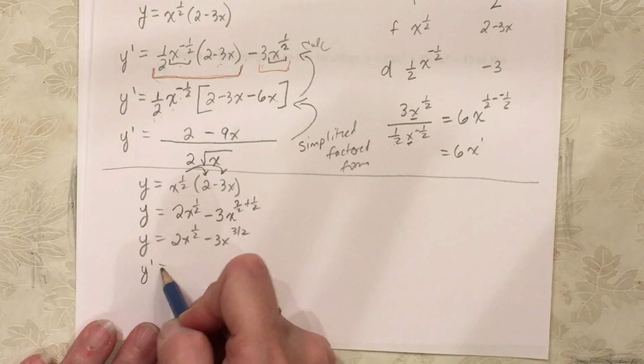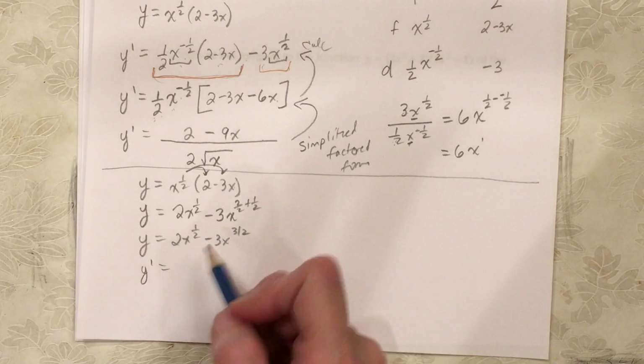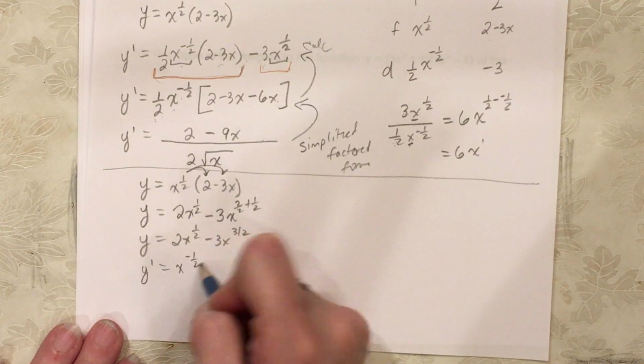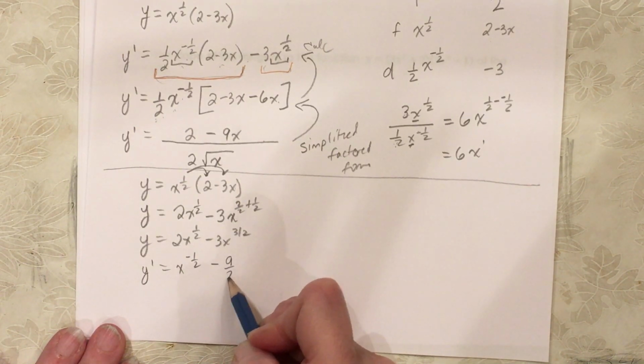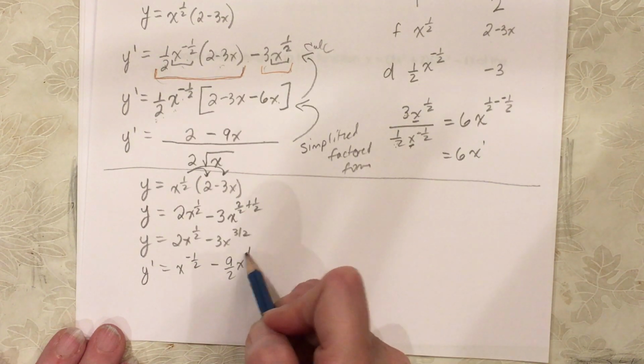Now I've got it in power rule form. So bring down the exponent, a half times 2 is 1, x to the negative half. And then minus 9 over 2, x to the 3 over 2 minus 2 over 2, so reduce the exponent by 1 and you get x to the 1/2.